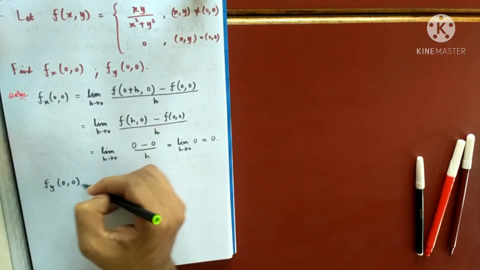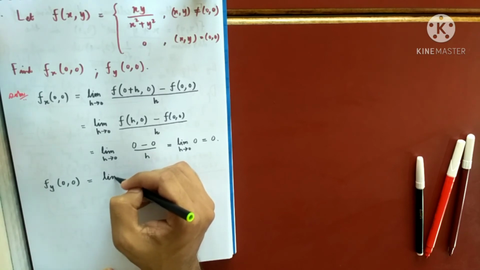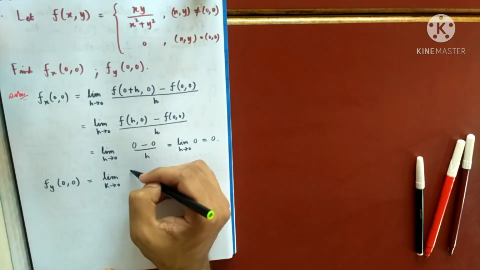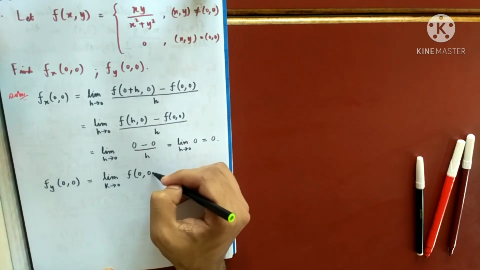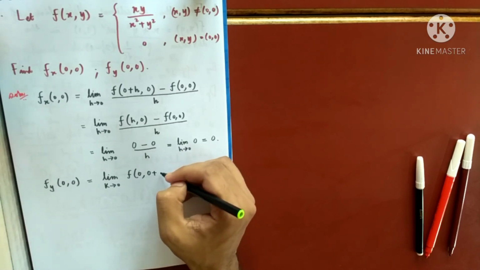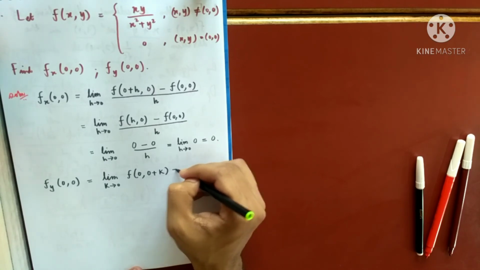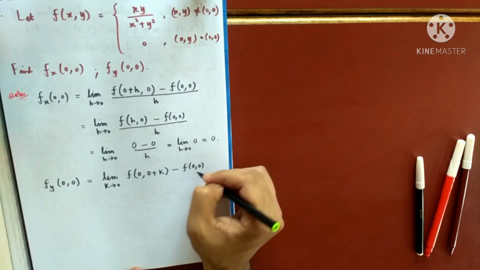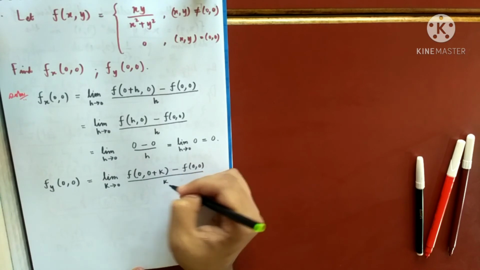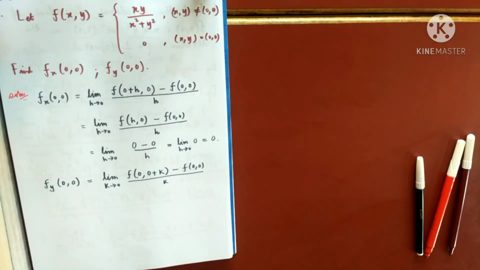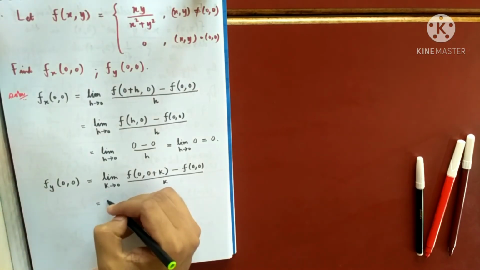You find out this very quickly. Limit k tends to 0, so no increment in x, but increment in y. Just apply the definition and see what this is coming. What is this coming, you tell me. If you evaluate this using the same concept, you will get 0 here.